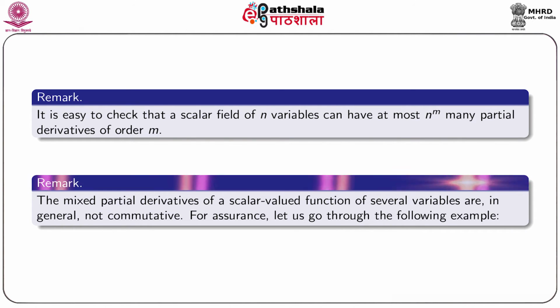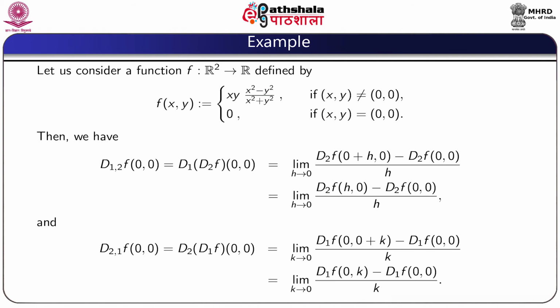The mixed partial derivatives of a scalar valued function of several variables may not be commutative. For assurance, we cite an example. This particular example is known as the Schwarz example. We consider a function f defined over R2 as follows: f(x,y) is xy times (x square minus y square) by (x square plus y square) if (x,y) is different from origin, and at origin its value is 0.